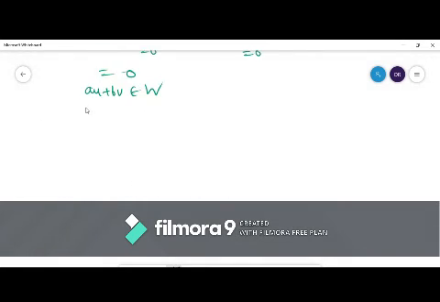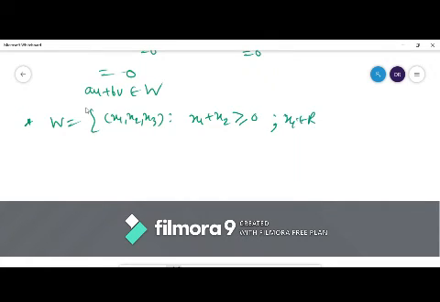W is a subspace. Next, we have another example. If W is equal to (x1, x2, x3) where x1 plus x2 is greater than or equal to 0, where the xi's are real numbers, check whether W is a subspace or not.